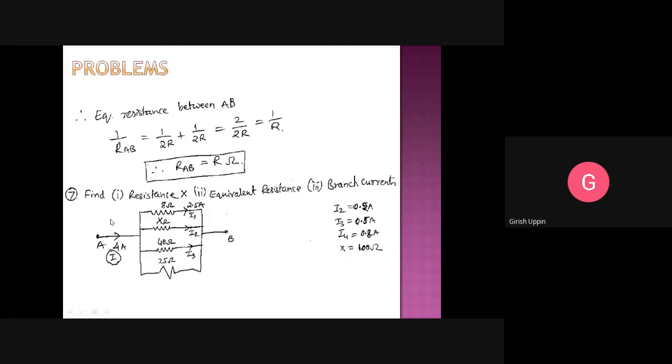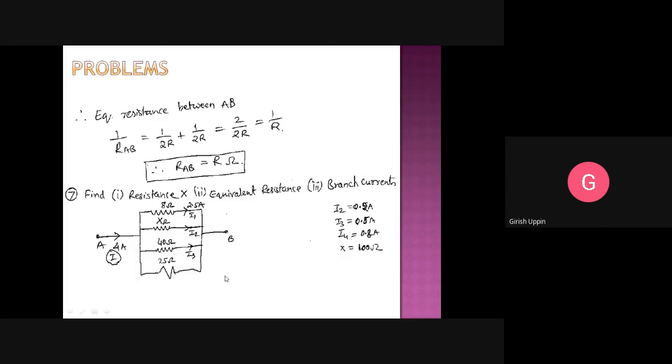Okay, so here the given circuit is like this. What we have to find? We have to find the unknown resistance X. Where is the unknown resistance X? It is in this branch. And second, the equivalent resistance between A and B. Then third is the branch currents. So 1, 2, 3, 4 branches are there. We have to find the branch currents for all of those.